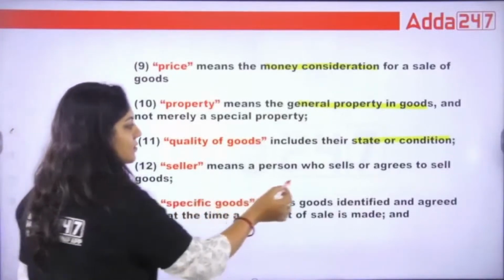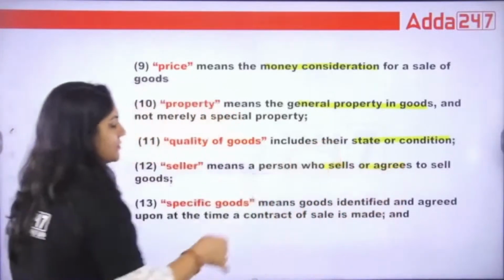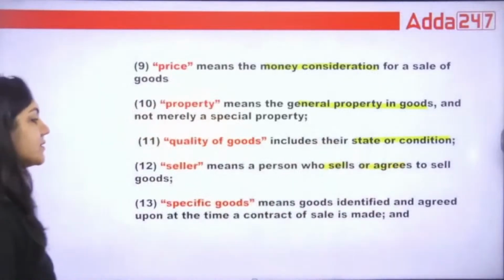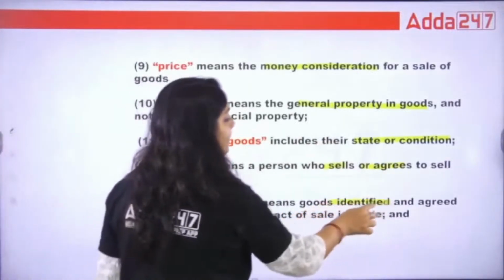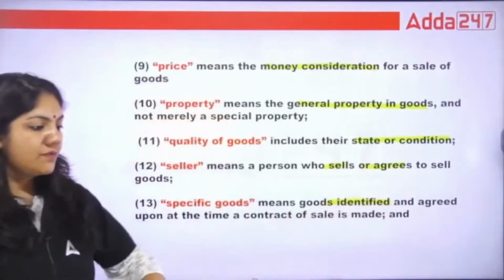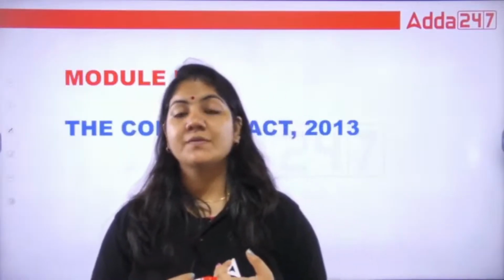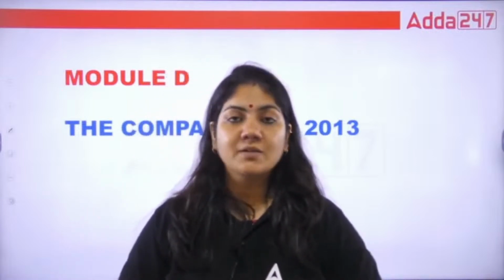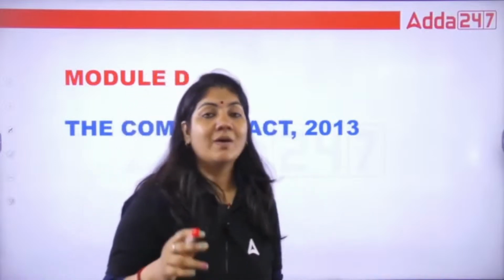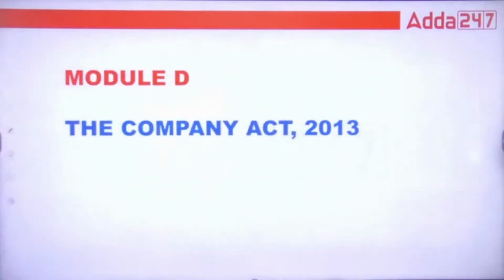Seller is who sells and agrees to sell, present, future. Specific goods are the goods which are identified. It means out of the 50 types: memorandum of association, articles of association, directors, members, winding up, etc. So these are the syllabus of your Company Act. Okay, now let's start with the definition portion of the Company Act. One by one we will study.